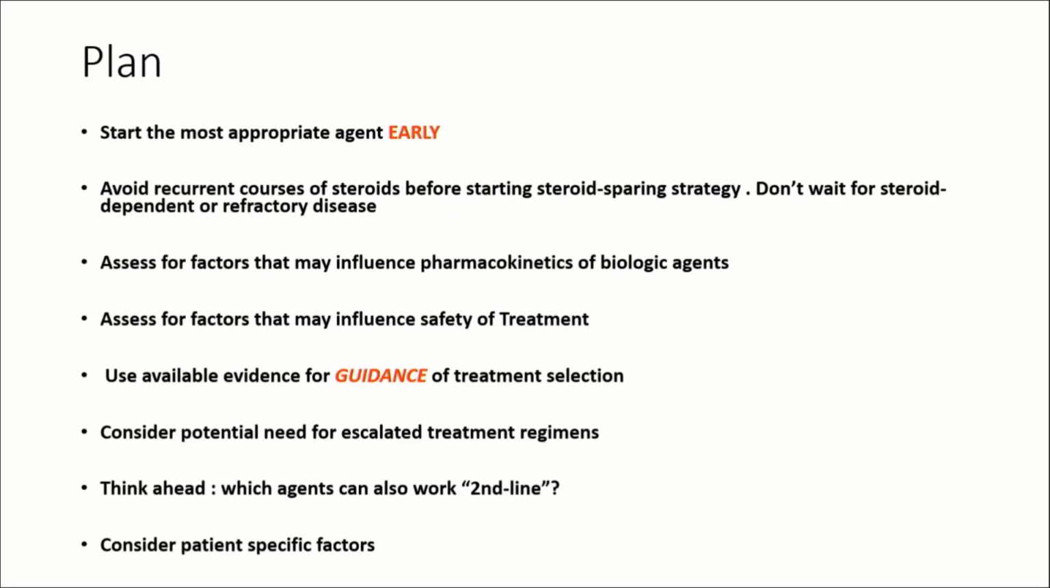Now, just a slide: when we plan a treatment, the first thing is to start the most appropriate agent early in the course of the disease. And we have enough data, particularly in Crohn's disease, that it changes the course of disease. How do you decide which is the most appropriate agent? We'll come to that in a second.